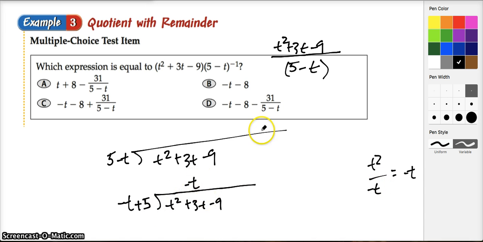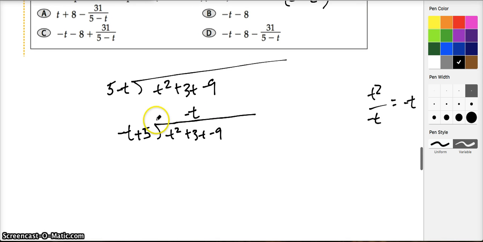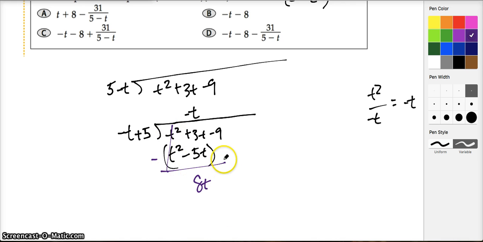We're going to start off, and I'm going to multiply this negative t times this term here. Negative t times a negative t is a positive t squared. Negative t times a 5 is a minus 5t. And remember last time, we have to subtract. So when I subtract, all of the signs will change within the parentheses. So this is actually a positive 5t, and I end up with a positive 8t. These guys cancel each other out, so they are no more. And of course, just like with long division, I'm going to drop this negative 9.